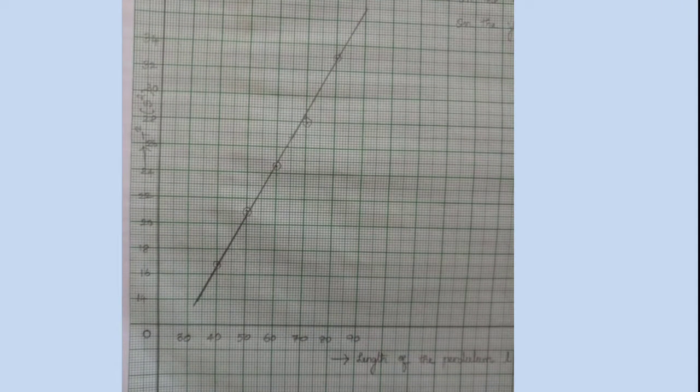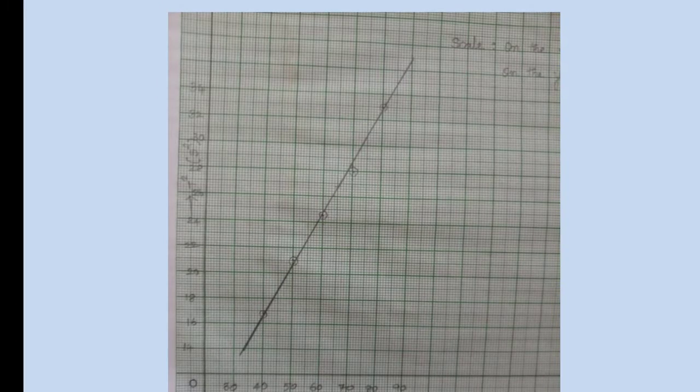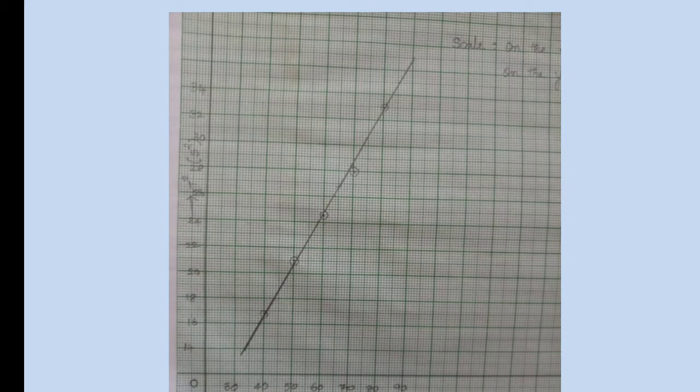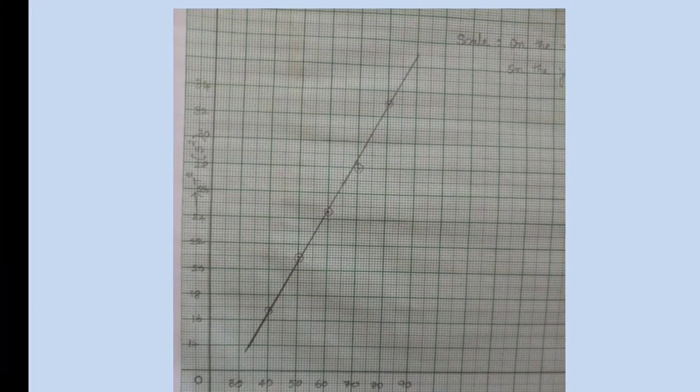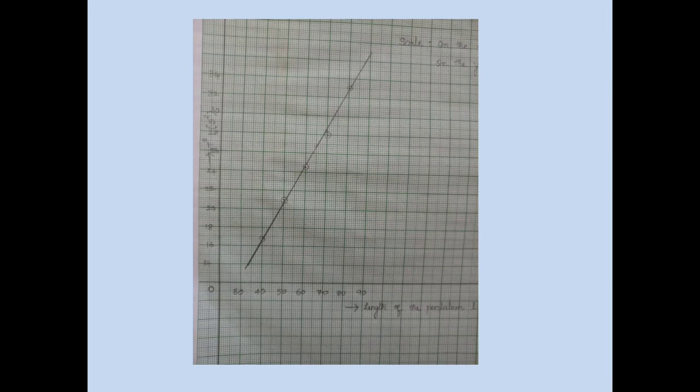Then, with the help of a scale, join all these points. There may be one or two deviations. Let's not bother about it. Just join the maximum points falling on the straight line. Even here you can see one point, for the length of 70 centimeters, where T square deviates from the straight line. Let's not bother about it. You just connect the maximum points falling on that straight line.